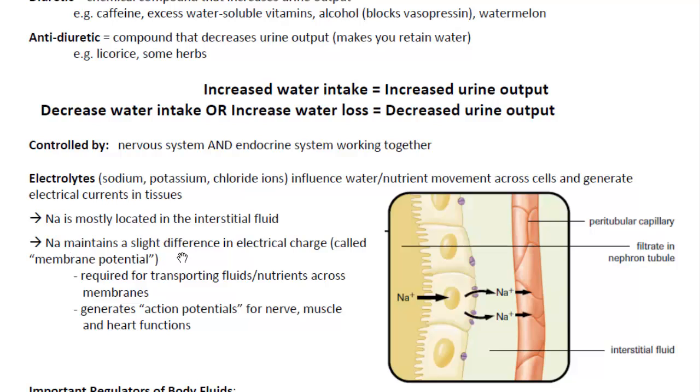Now, the sodium here is going to maintain a slight difference in electrical charge. This is called membrane potential. This is really important for generating what we call an action potential for either nerve or muscle contraction. So when nerves are firing, they need to have these sodium ions flowing in order to change the voltage on the nerve and send the electrical message. But you'll see that in a different lesson. And again, sodium is required for transporting any kind of fluids. You also have different versions of the sodium pumps that you saw in the other lesson on the formation of urine.